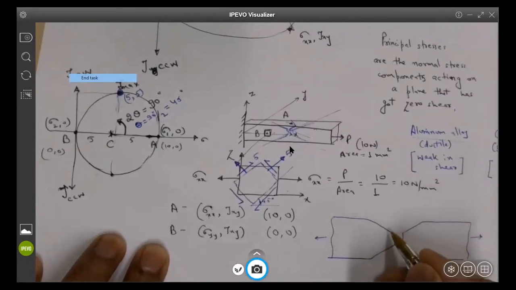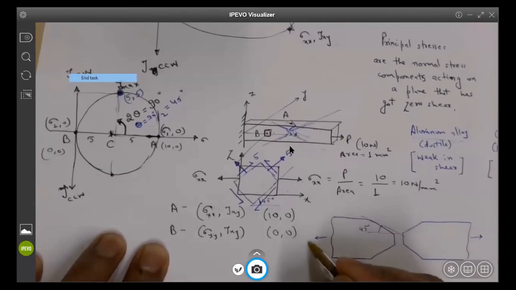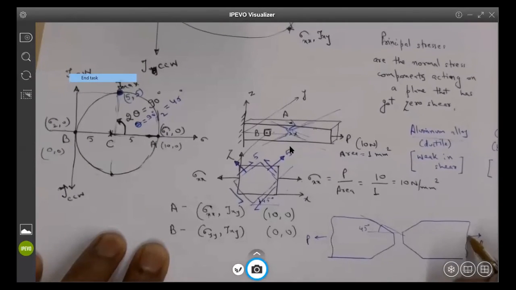That is a failure of ductile materials, and they will basically fail because they are weak in shear, and along these planes, the necking will happen and they will fail. Is that making sense to everybody here?